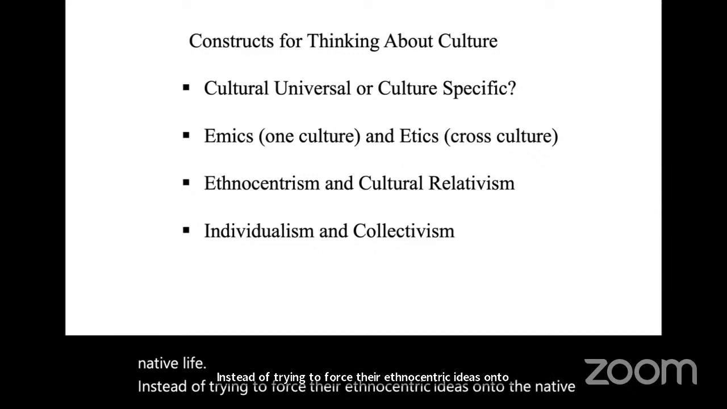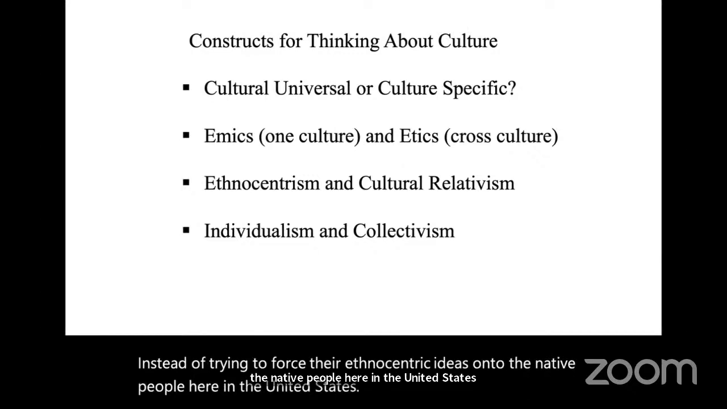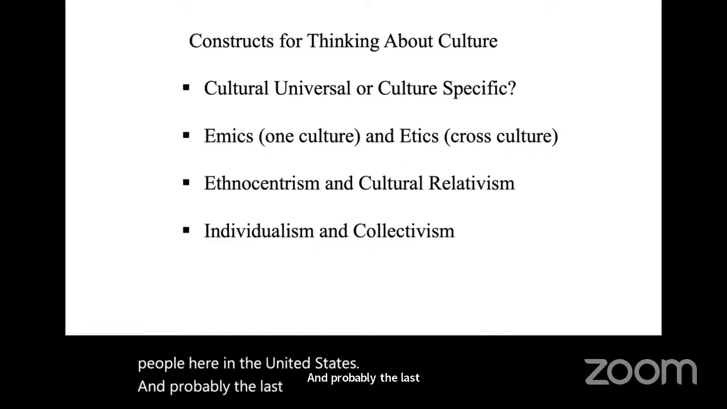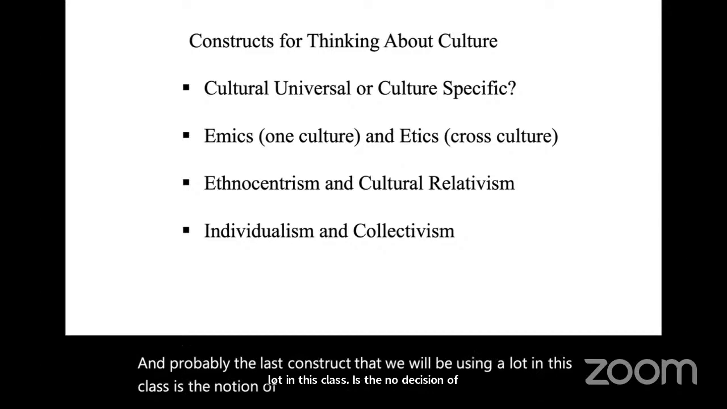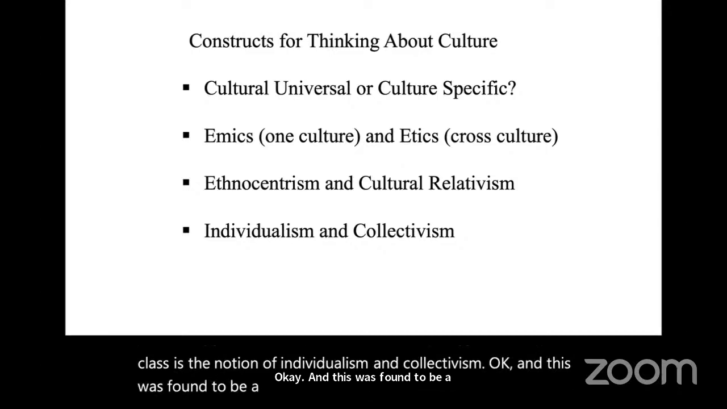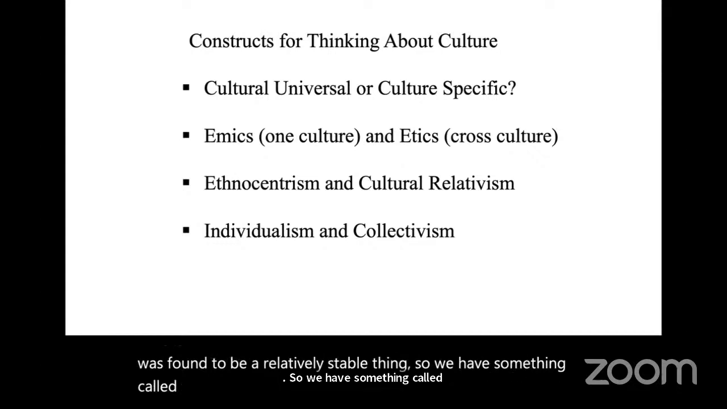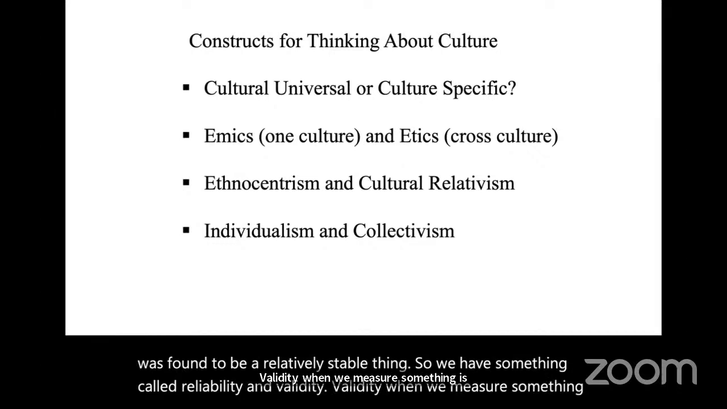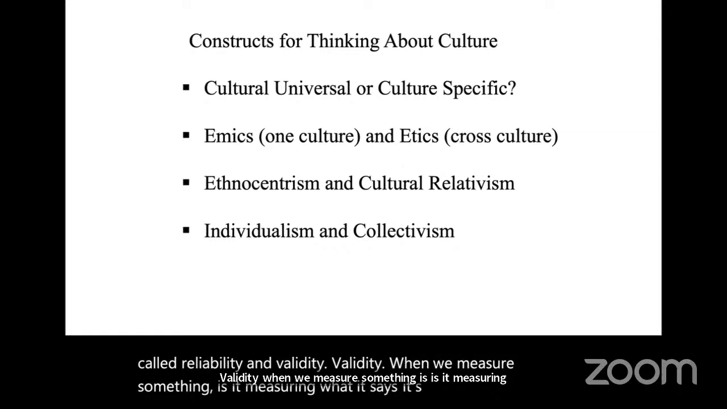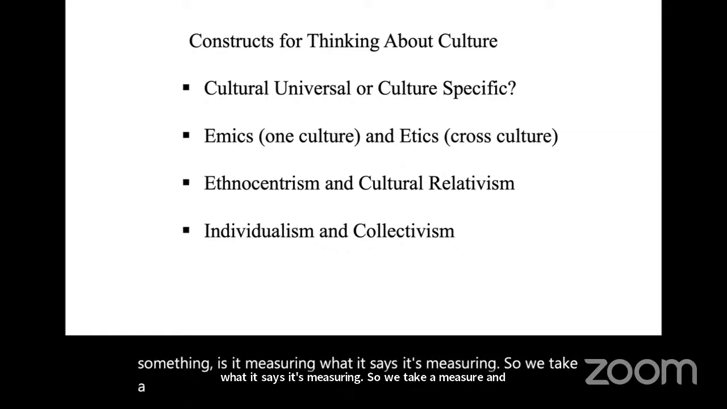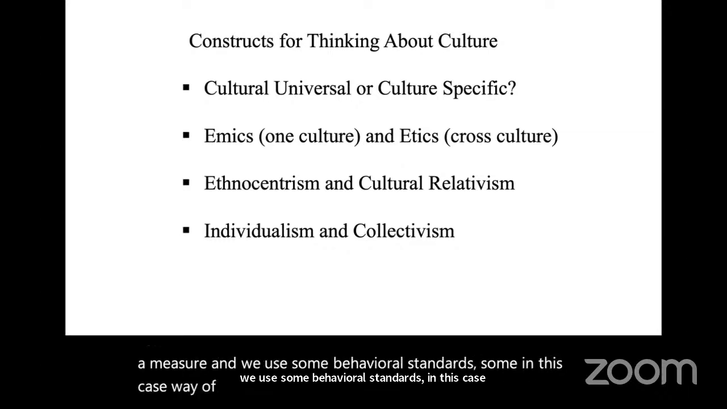And probably the last construct that we will be using a lot in this class is the notion of individualism and collectivism. This was found to be a relatively stable thing. We have something called reliability and validity. Validity: when we measure something, is it measuring what it says it's measuring? So we take a measure and we use some behavioral standards, in this case ways of living, to say that the test is measuring these two concepts.